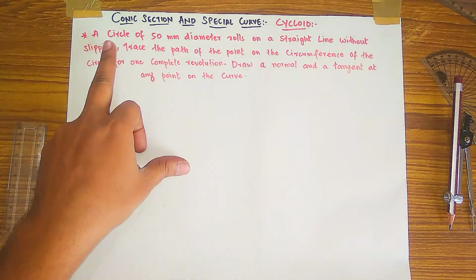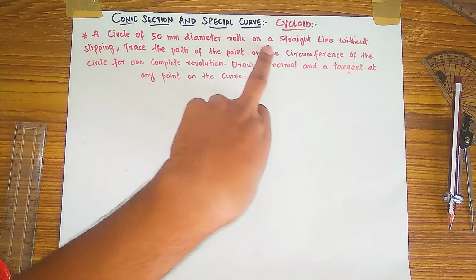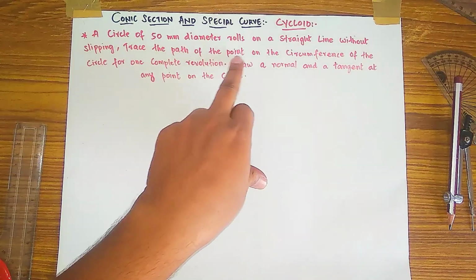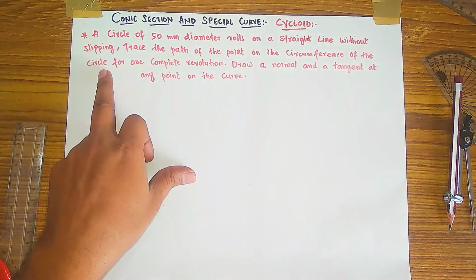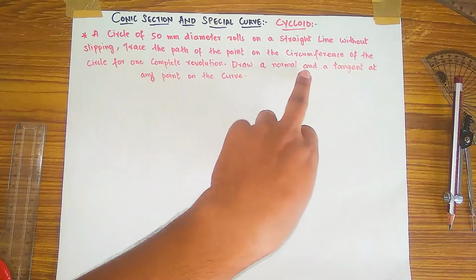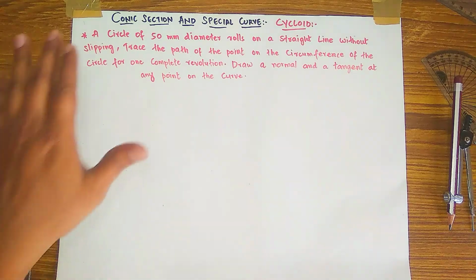Now I am going to start my question. A circle of 50 mm diameter rolls on a straight line without slipping. Trace the path of the point on the circumference of the circle for one complete revolution. Draw a normal and a tangent at any point on the curve. So this is the question.